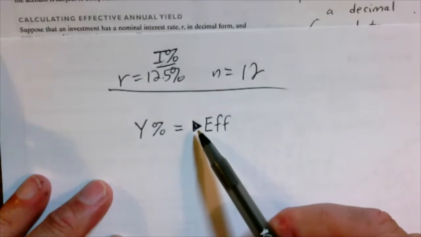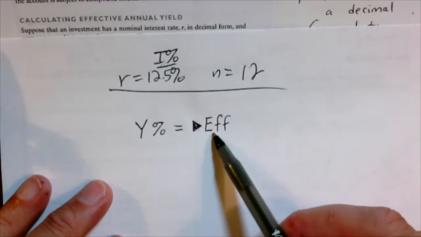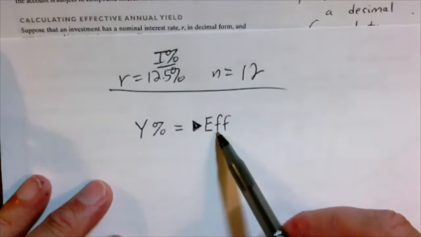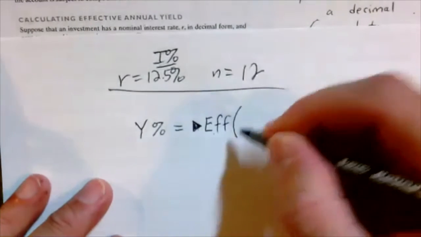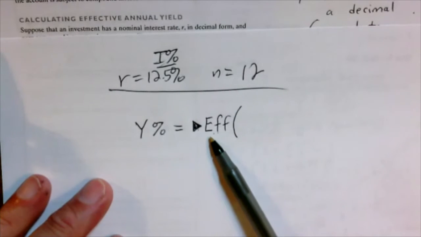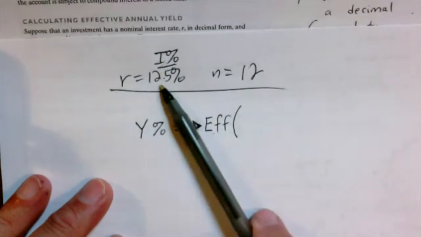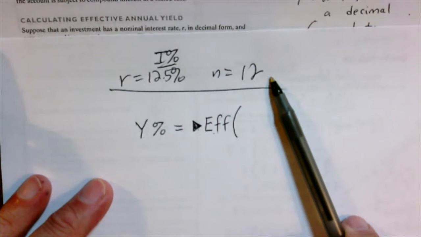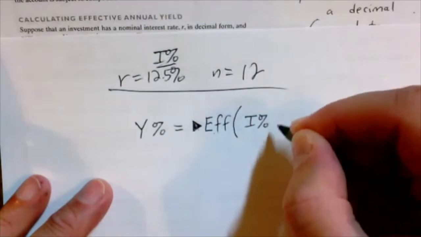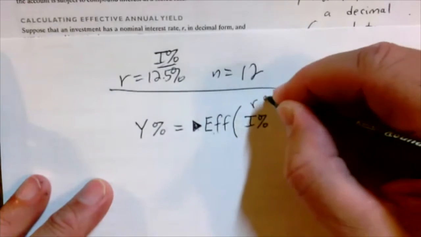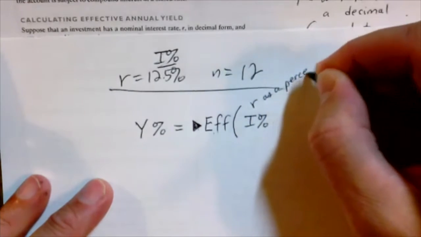And whenever you have that little symbol there, it means convert to. I think we've used one function on the calculator where this sign appeared, and it was convert to fraction. This one is convert to effective annual yield. So this is directly related to that Y. And you need the two numbers. The calculator knows that if you're going to calculate an effective annual yield, you have to give the R and the N. So the R comes first, but as a percentage. So R as a percentage is what goes in the first spot.